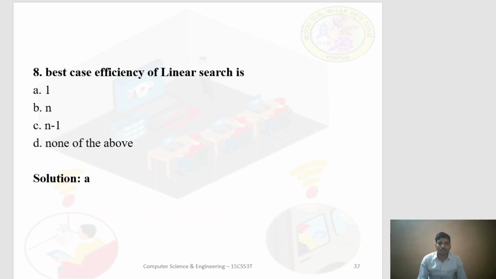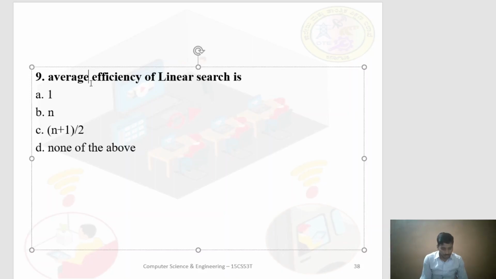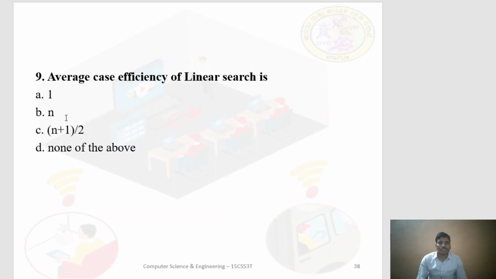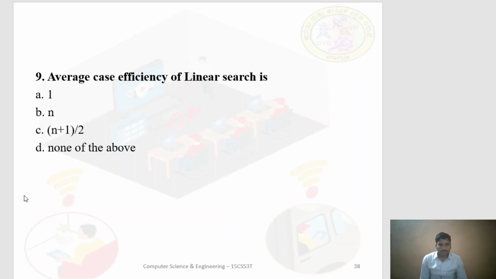Okay, students. Now come to the ninth question. Average case efficiency of linear search is what? 1, n, n plus 1 by 2, none of the above. What was the answer? n. n is the average case efficiency of linear search. Let me see the answer. B is the correct answer.